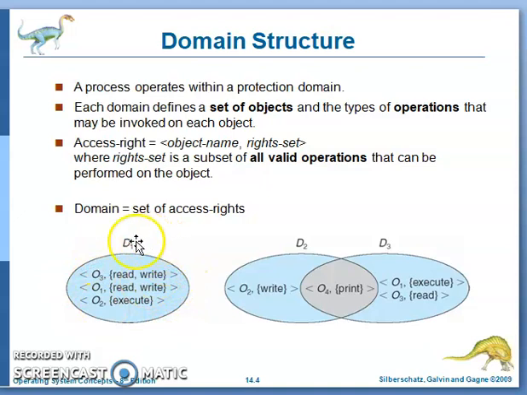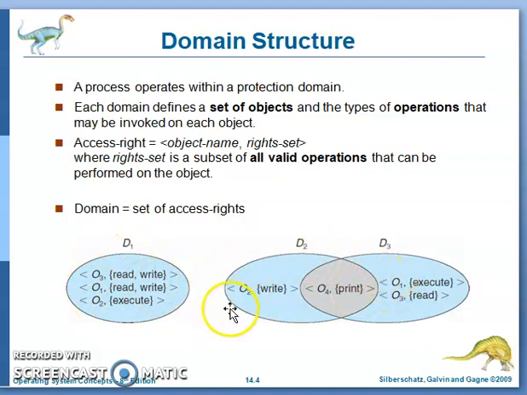If any process is executing in domain D1, that process can perform read and write operations on object 3. There is no execute permission. And the same process executing in domain D1 can perform only read and write operations on object 1, and the same process can perform only the execute operation on object 2. This is about the domain structure.